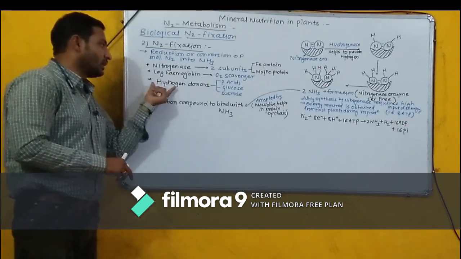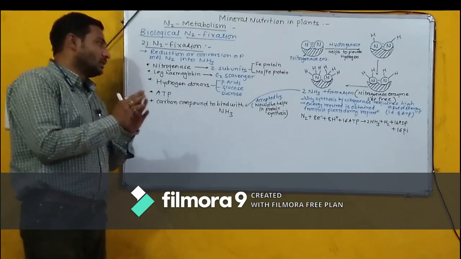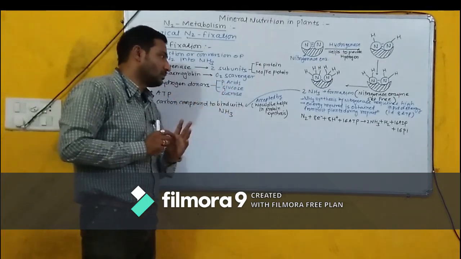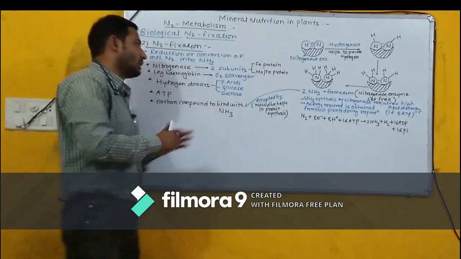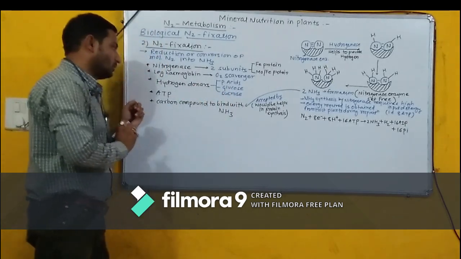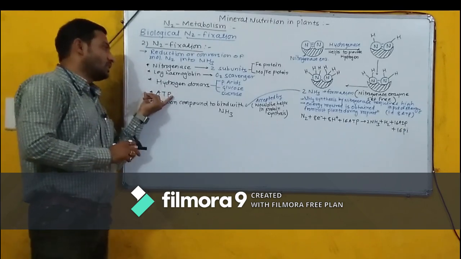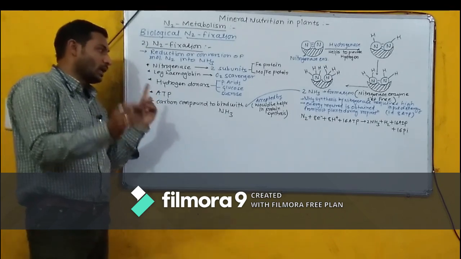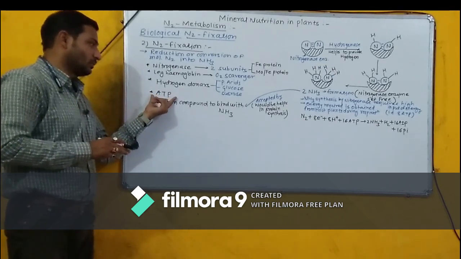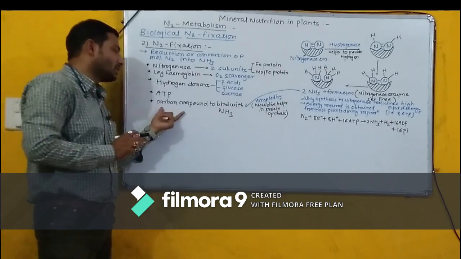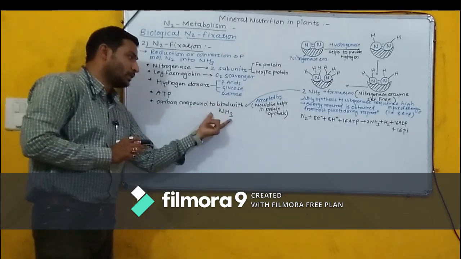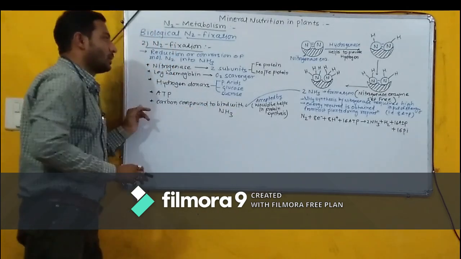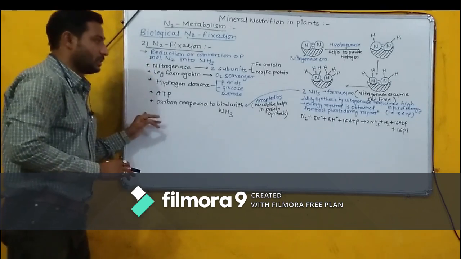Now, the third requirement is hydrogen donors. Different types of hydrogen donors play an important role during nitrogen fixation: pyruvic acid, glucose and sucrose. These are the hydrogen donors. Now, ATP is required during nitrogen fixation, the reduction of nitrogen into ammonia. A higher amount of ATP is required here. The next requirement is a carbon compound to bind with ammonia.